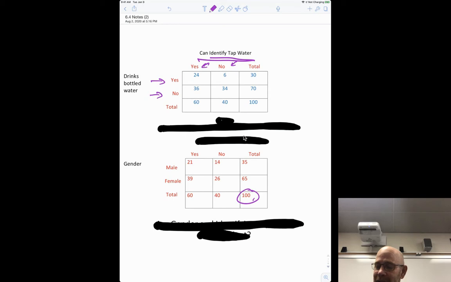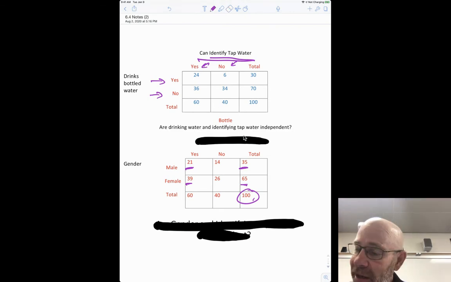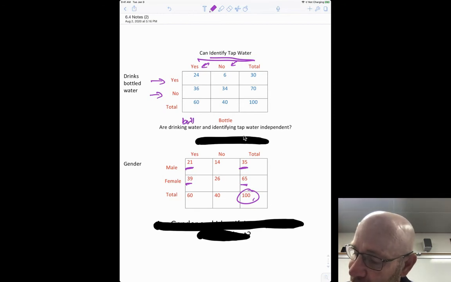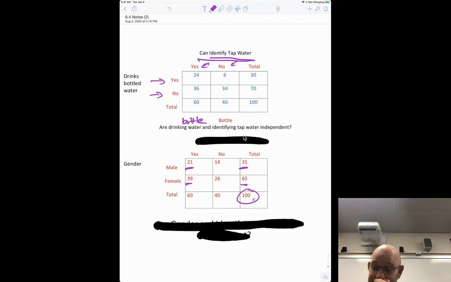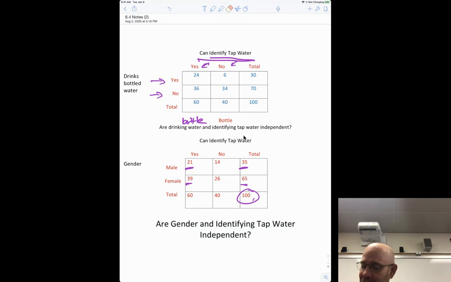So you can see that 21 out of 35 males were able to identify, and 39 out of 65. The question for both of these is, is there a difference? Are they independent, right? So the basic overriding question is, are drinking bottled water and identifying tap water independent? And then the next question down here at the bottom is, are gender and identifying tap water independent? Most people, I hope, if I just asked usually in class right now, I would ask how many people think they are or not.